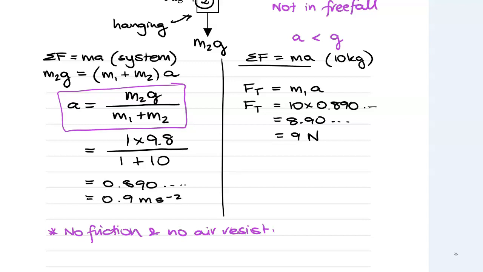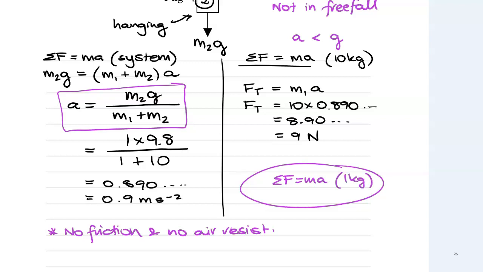Then to figure out the tension, we could have done sum of the forces on one of the individual masses. Either one, it didn't matter. I really encourage you to repeat this question, doing sum of the forces equals ma on the 1 kilogram mass to convince yourself of that. You have to get the same answer. Just be careful with rounding.